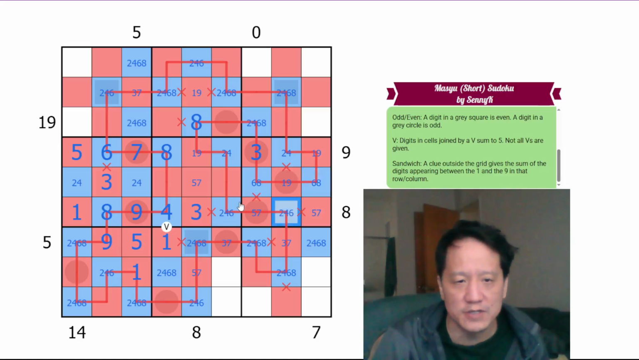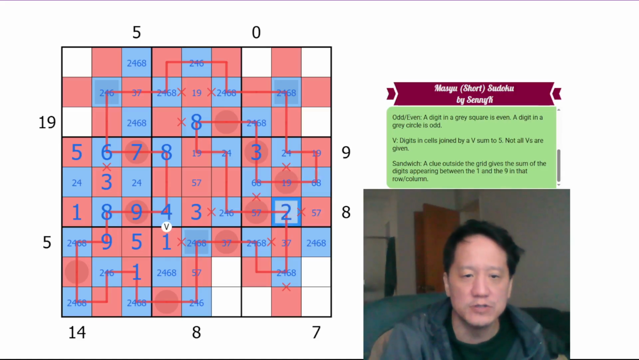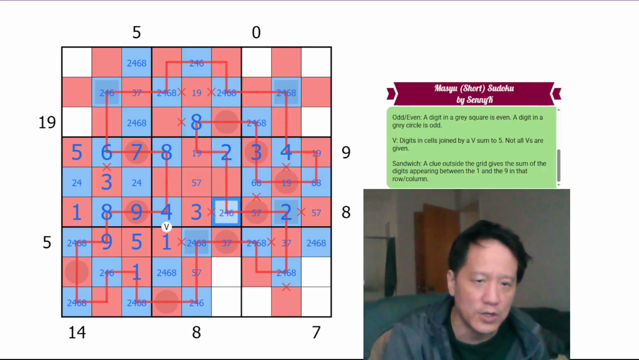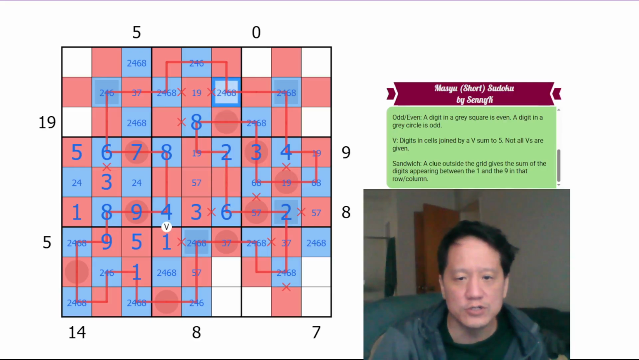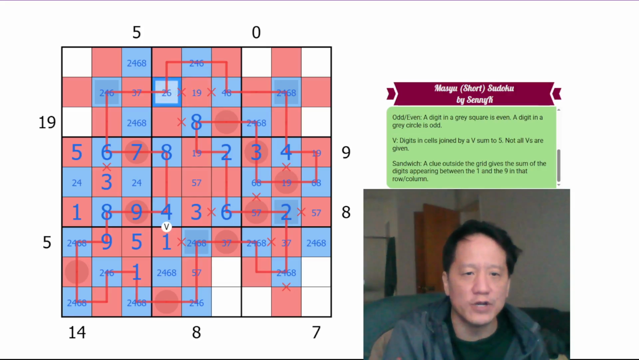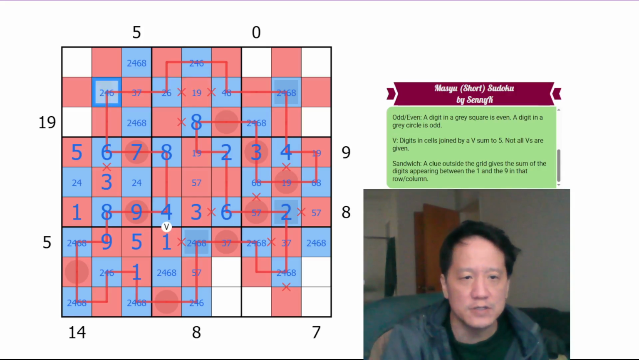So this can't be 6, this can't be 4, it must be 2, which means this can't be 2, this is 4, which means this can't be 4, so it's 2. This can't be 2 or 4, it's 6. So no 2 or 6 here, no 4 or 8 here. This can't be 6 here or 6 here. No 8 here because of 8 in the column. No 2 or 4 here, no 2 or 4 here.